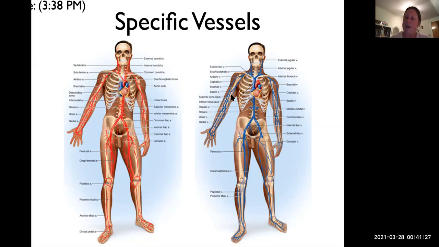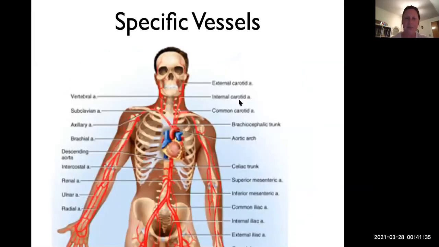Okay, let's take a look at some of these vessels in more detail. I'm going to move to the next slide because I can't read any of these. They're too small. Some of the vessels that I want you to know, I hope that it's all of them, but I'm not really referring to the list here, are the carotid artery. There's an internal carotid and an external carotid.